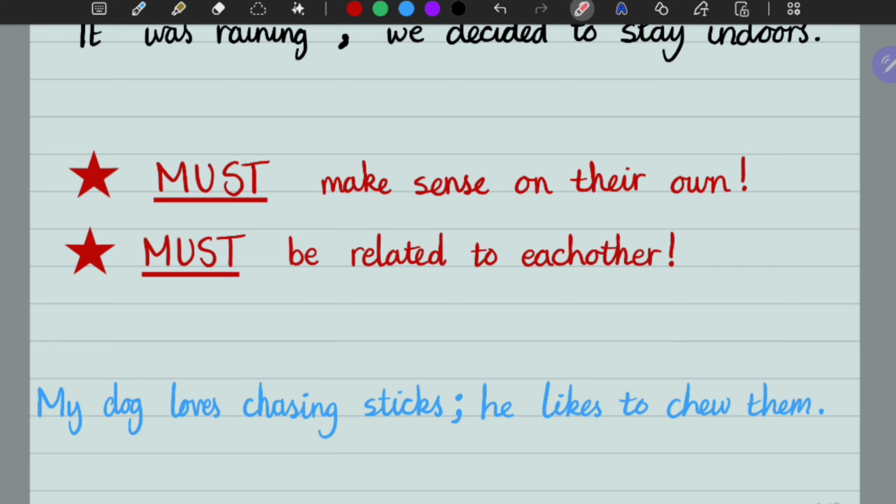Now I've got my dog loves chasing sticks. He likes to chew them. Yes, they make sense on their own. He likes to chew them. My dog loves chasing sticks. And they are related to each other.